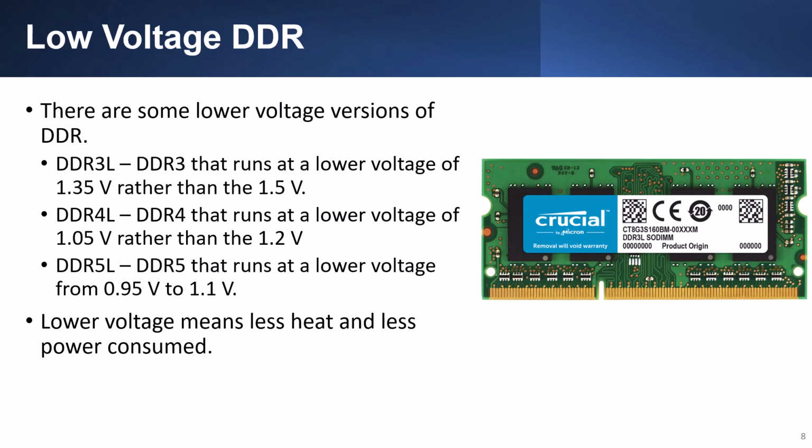It should be noted that later in these iterations of DDR, they also introduced lower voltage versions of DDR3, 4, and 5, which are labeled as DDR3L, DDR4L, and DDR5L. Lower voltage means less heat and less power consumed.